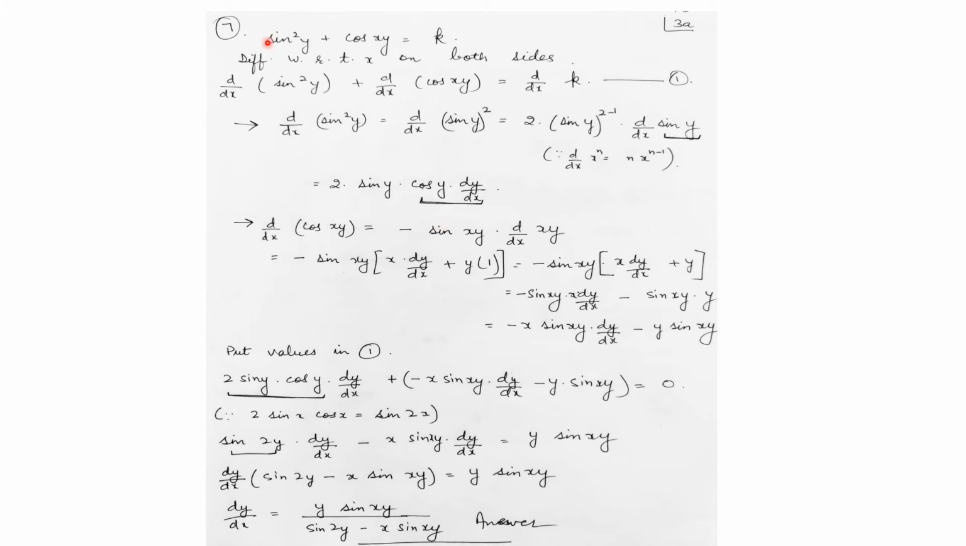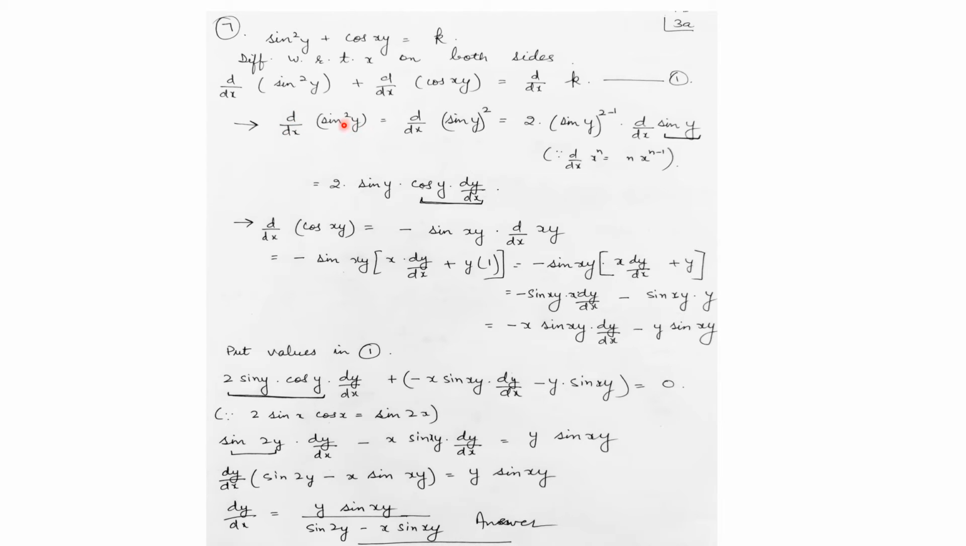Question number 7. The question is sin square y plus cos xy is equal to k. The same pattern will follow. Differentiating with respect to x on both the sides, we get d by dx sin square y plus d by dx cos xy is equal to d by dx k. Now d by dx sin square y, let us calculate this separately. So here I have calculated d by dx sin square y.